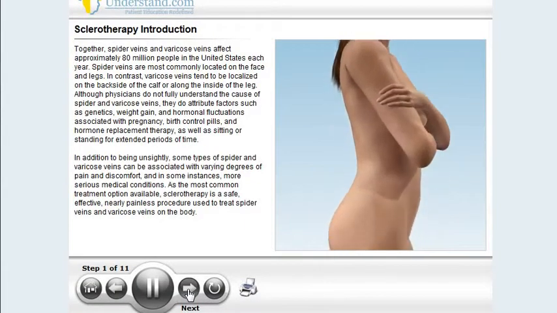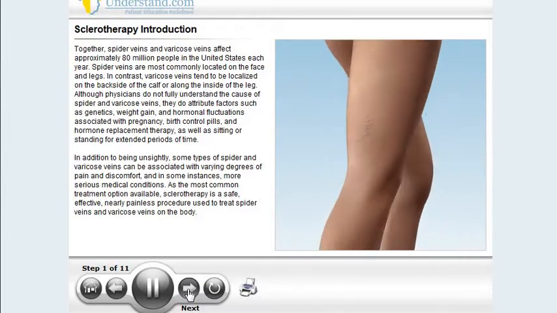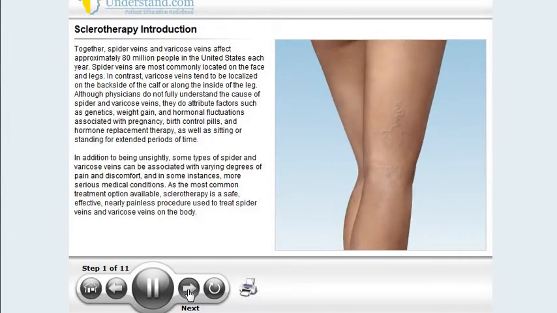Together, spider veins and varicose veins affect approximately 80 million people in the United States each year. Spider veins are most commonly located on the face and legs. In contrast, varicose veins tend to be localized on the back side of the calf or along the inside of the leg.